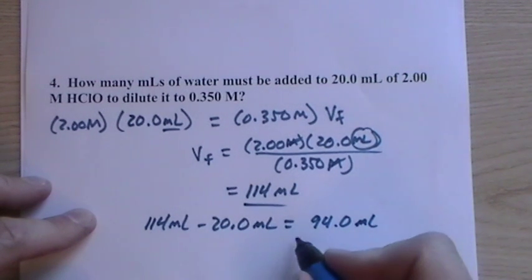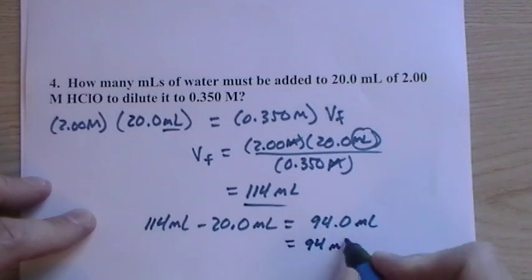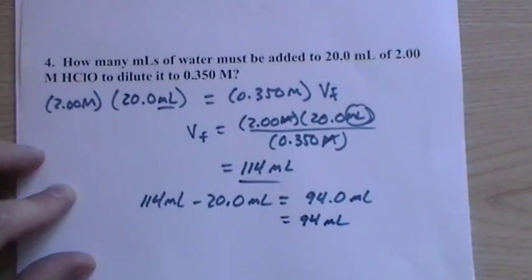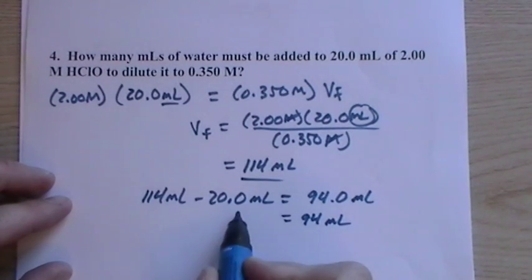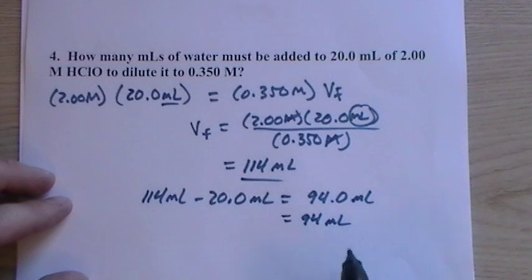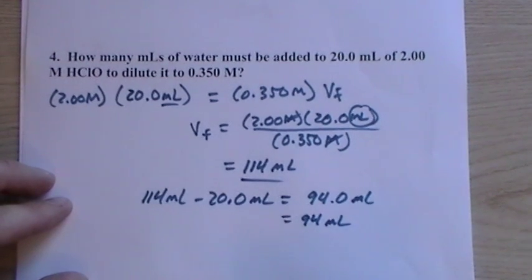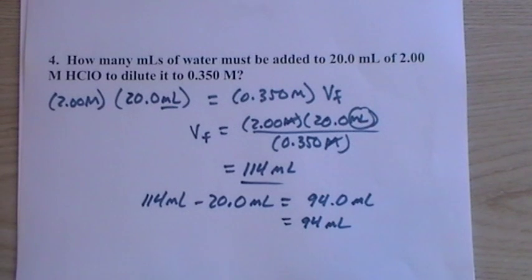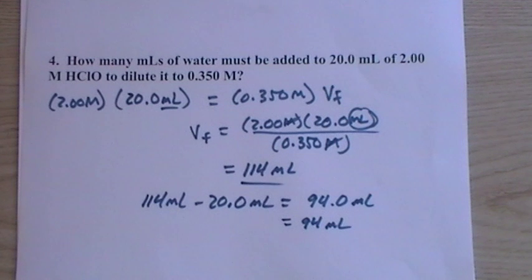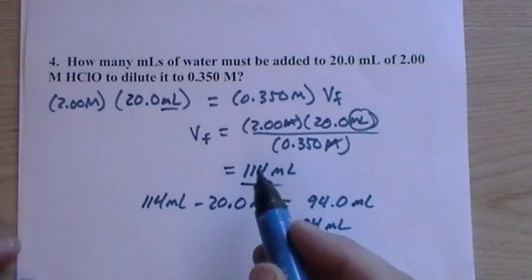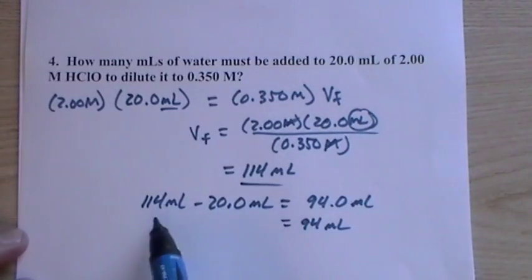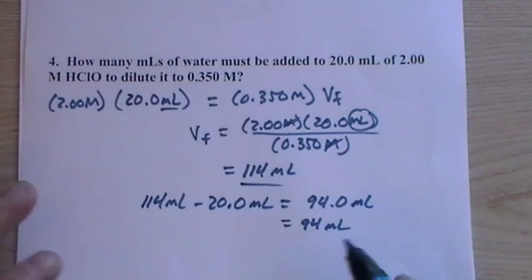Since we subtracted, we'd actually end up with just 94 mils for our answer. Keeping track of our significant figures, because this only goes out to the ones place, this goes out to the tenths, but we need to add 94 mils. That's what the question was. So we start out, it's what we do in the lab. You have 20 mils of your 2 molar HCl, and you want to get it to 0.35 molar. Well, if we diluted that with water to 0.35, we'd end up with 114 mils, but we started with 20. So how much water do we need to add?